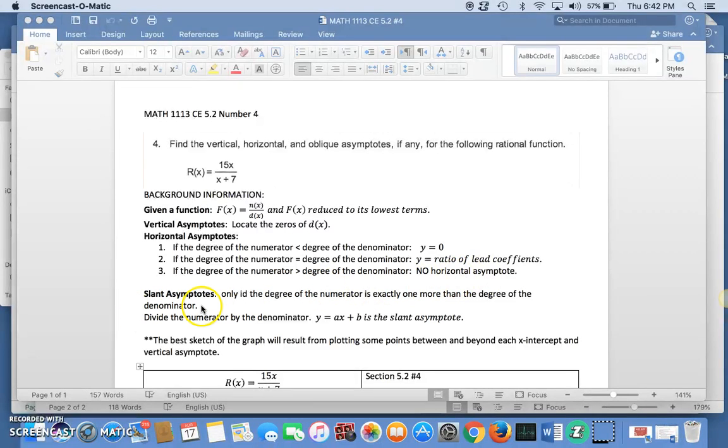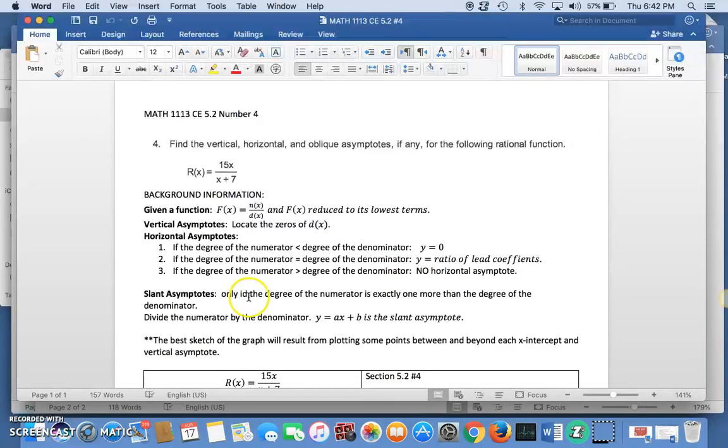There's a possibility of being a slant or an oblique, as we refer to them a lot of times. And this happens only if the degree of the numerator is exactly 1 more than the degree of the denominator. So like if I had x to the first on the bottom, I'd need x squared on the top. If I had x squared on the bottom, I'd need an x cubed on the top. And then you divide the numerator by the denominator, and your result is your slant asymptote. You don't have to worry about any remainders. You just divide it and disregard the remainder for that.